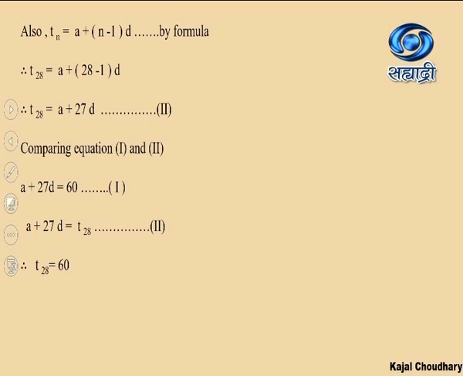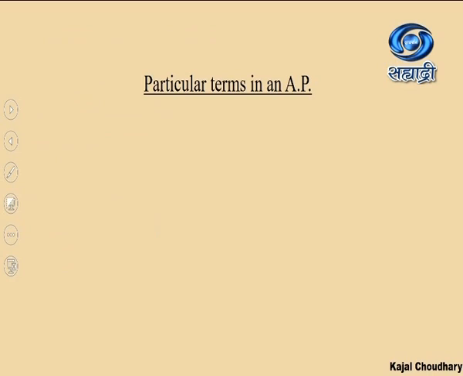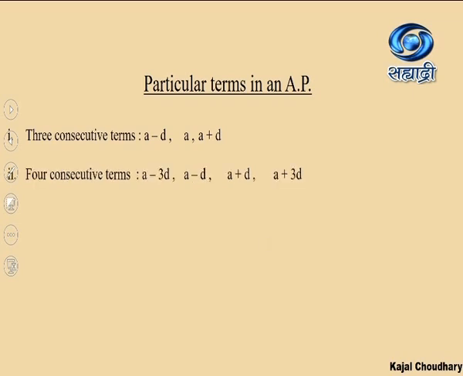Now there are particular terms in an AP. If we have to use 3 consecutive terms, then it is always A minus D, A, A plus D. If it is 4 consecutive terms, we are going to use A minus 3D, A minus D, A plus D, A plus 3D. And if it is 5 terms, then it is A minus 2D, A minus D, A, A plus D, and A plus 2D.